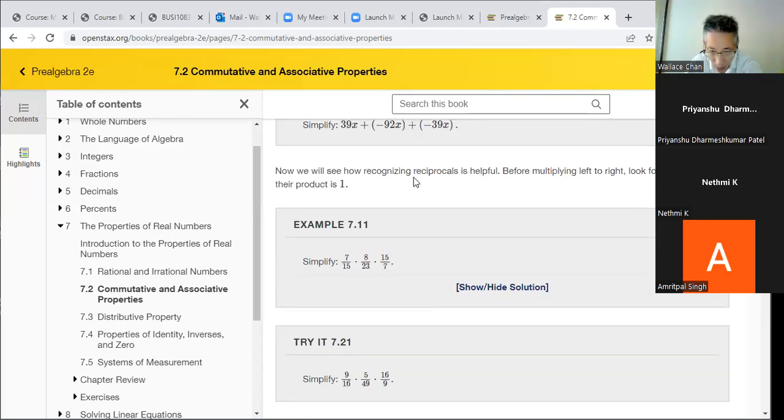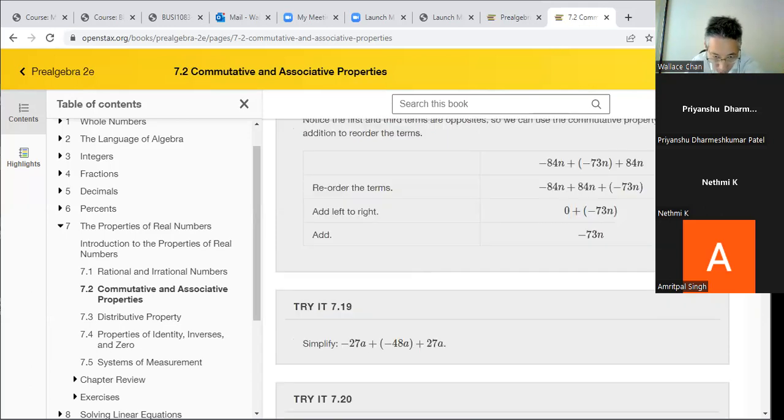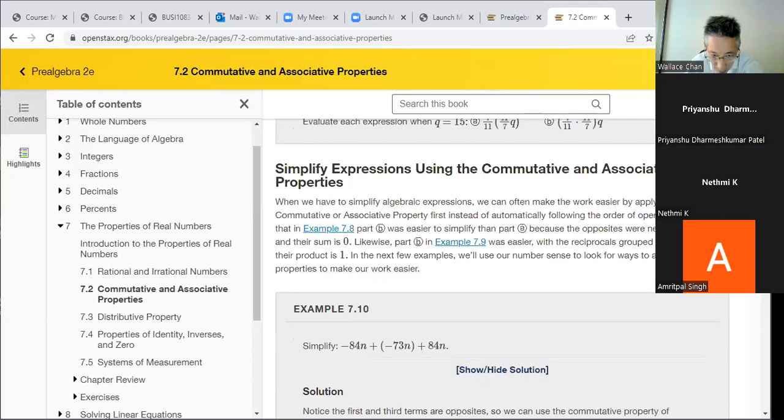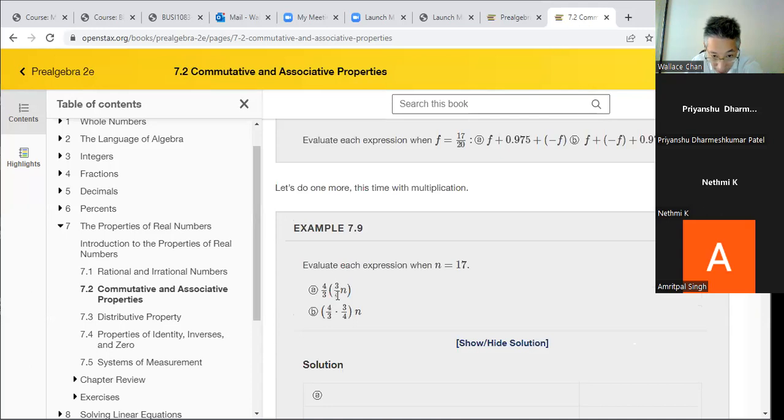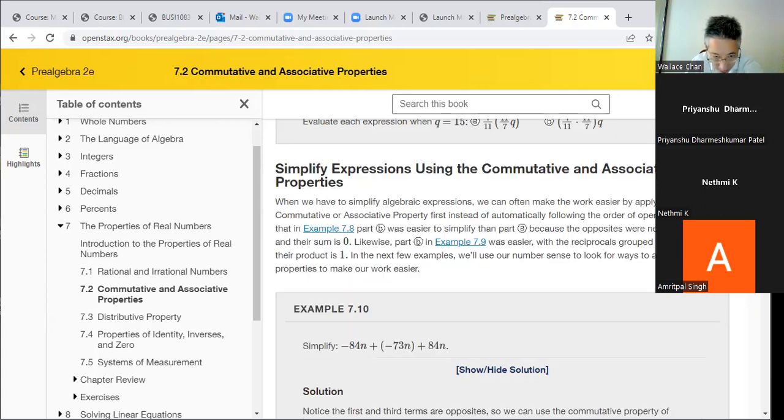How about this one? Now we will see how recognizing reciprocals is helpful. Because if you go back to here, you see that when you multiply by the reciprocal of a number, the result is always 1. For example, 4/3 times 3/4. 3/4 is the reciprocal of 4/3. So it's always 1 if you multiply them. So that's why it says here.